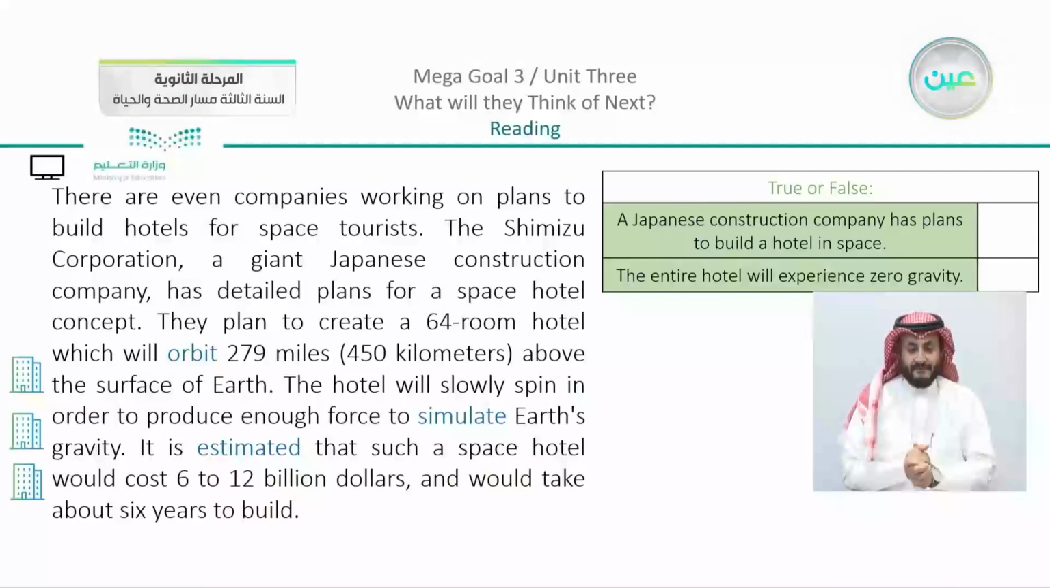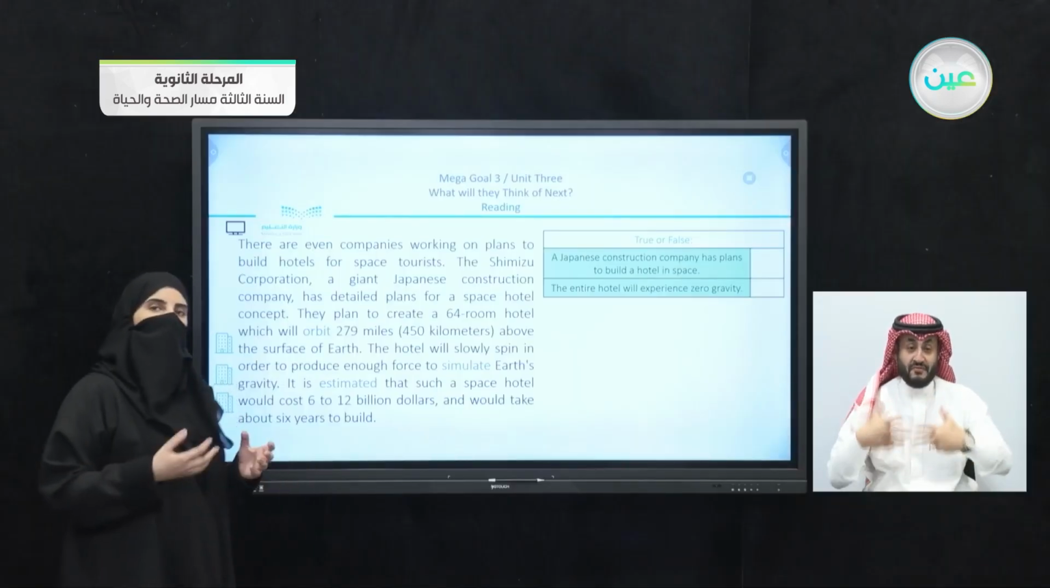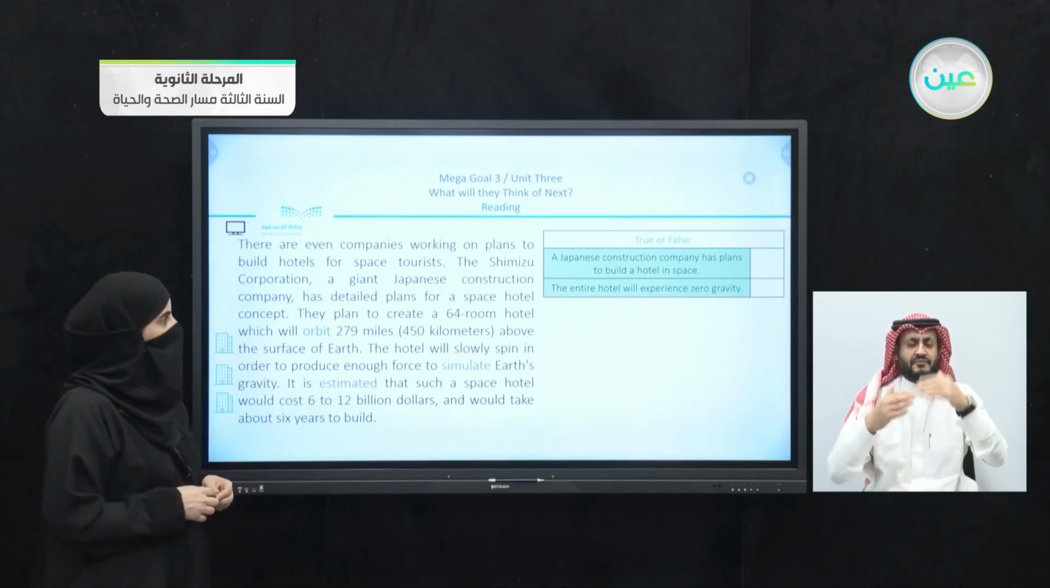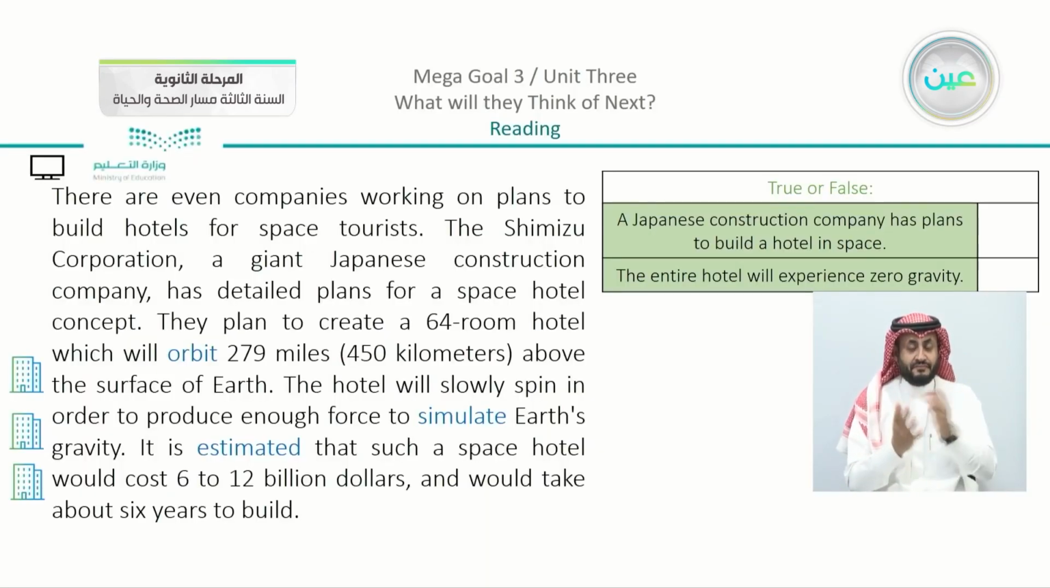Now, in this part, we have 2 parts which are true or false. We have here a Japanese construction company has plans to build a hotel in space. Now, can you see anything about a Japanese construction company planning for a hotel, which is actually exciting to know? Just imagine that there is a hotel in space. And the other part, the entire hotel will experience 0 gravity. Now, we know that there is no gravity in space, but the whole hotel, will it experience the same thing? So you can find the answers just to scan for a Japanese construction company.